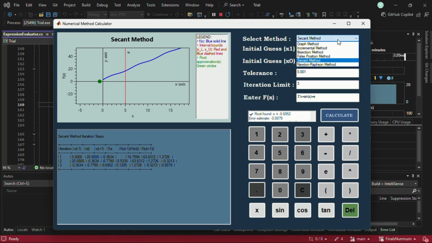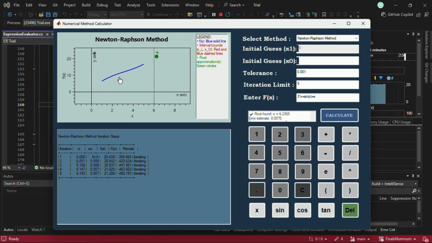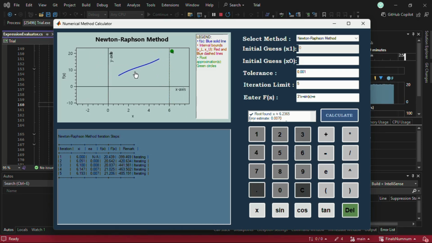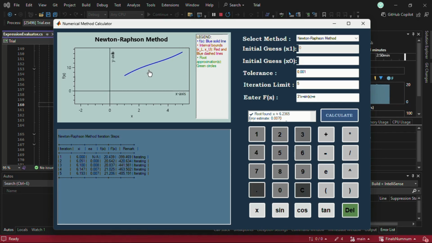And for the Newton option, the initial guess 1 is disabled because we only need one initial guess for the Newton option. So let's say the initial guess over here is 6, and the iteration limit is 5. Calculate, and here is the result of the Newton option.